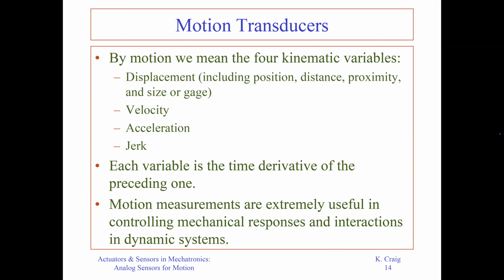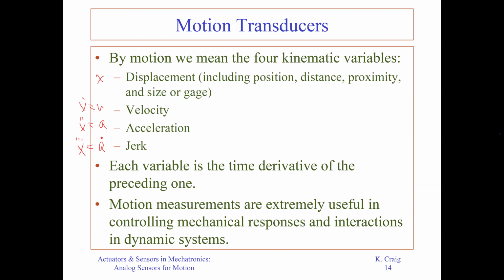We talked about this. So this is my A, this is my V, this is my X displacement, this is my A dot. We are going to check which sensors measure what. Each variable is the time derivative of the preceding one: X dot, X double dot, X triple dot.